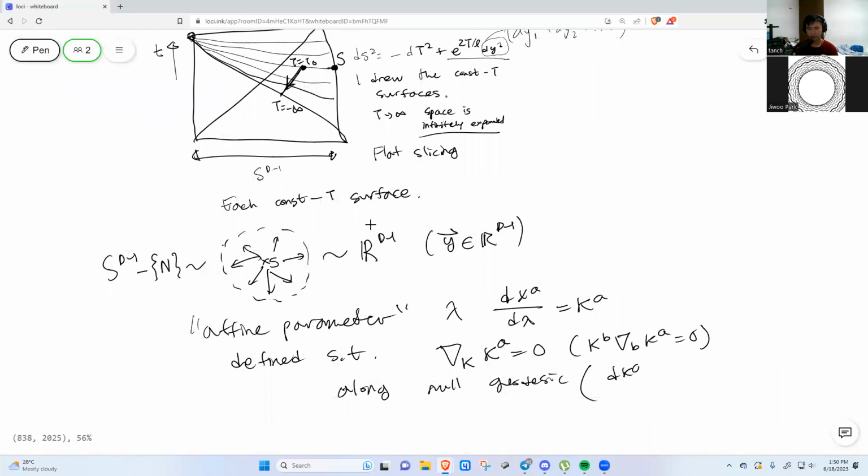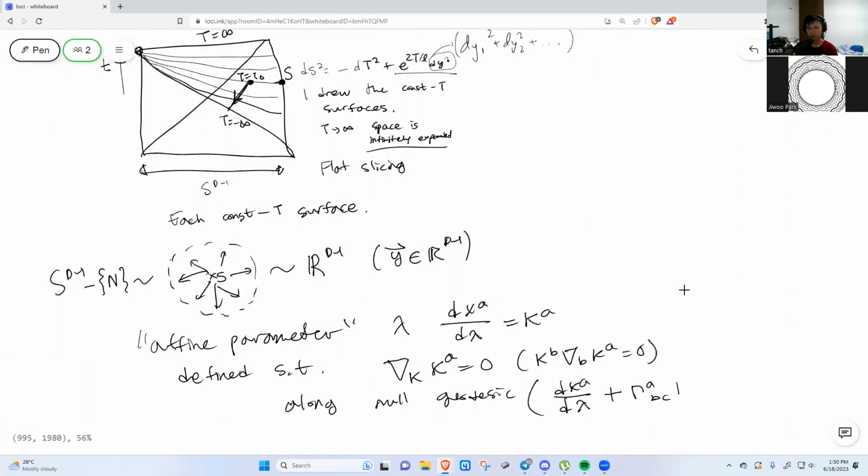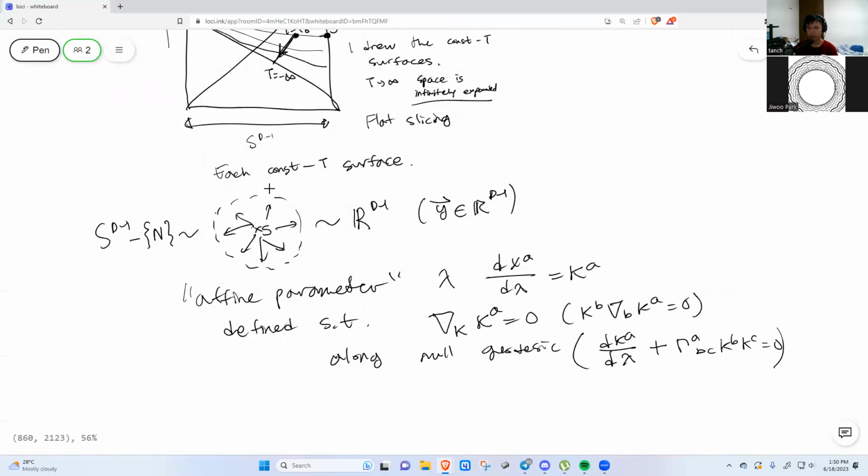Or to write it differently, we can have a field day with this. You can see that we can write dk^a/d lambda plus Gamma^a_bc k^b k^c equals 0. So that is the definition of an affine parameter, and it's basically analogous to proper time.